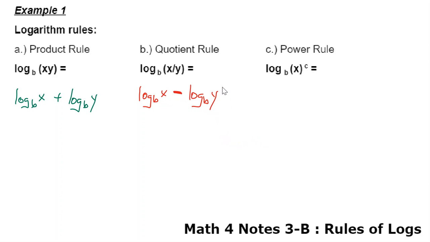Pretty simple. And you think about it, exponential rules, if I had a to the x times a to the y, I would be adding those exponents. And likewise, if I had a to the x over a to the y, I would be subtracting them. So this should not be terribly surprising. Remember that logarithms and exponentials are inverses of each other. They have a relationship.